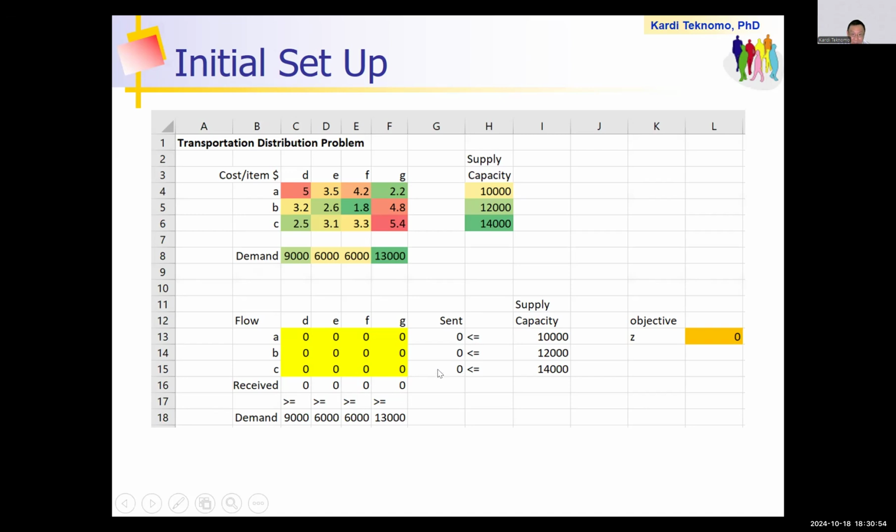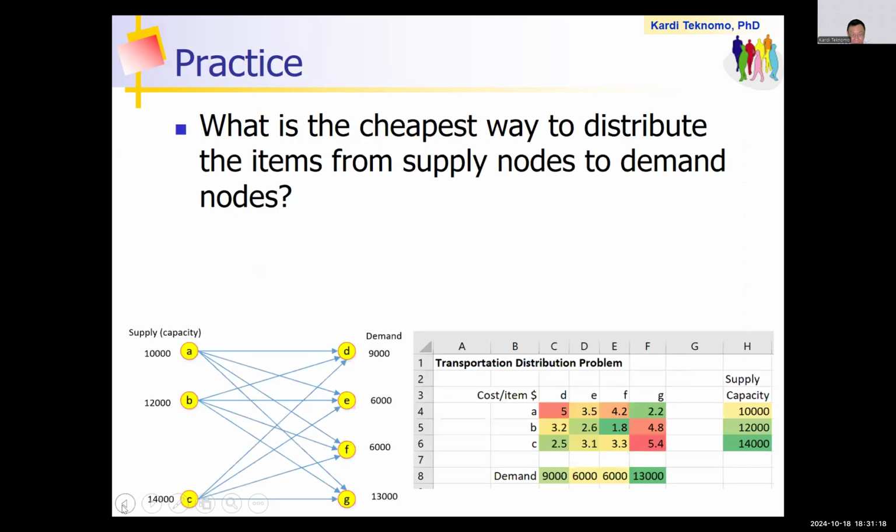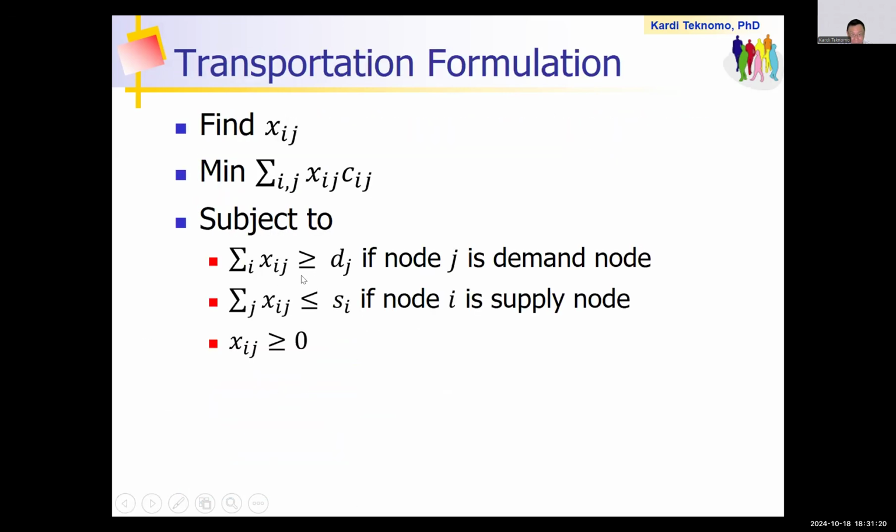And then this one is a copy. The demand here is just copied from there. And then the supply capacities, you just copy from there. And then this is the sum. The sum is the sum of each row. The receive here is the sum of each column. Remember the equation.